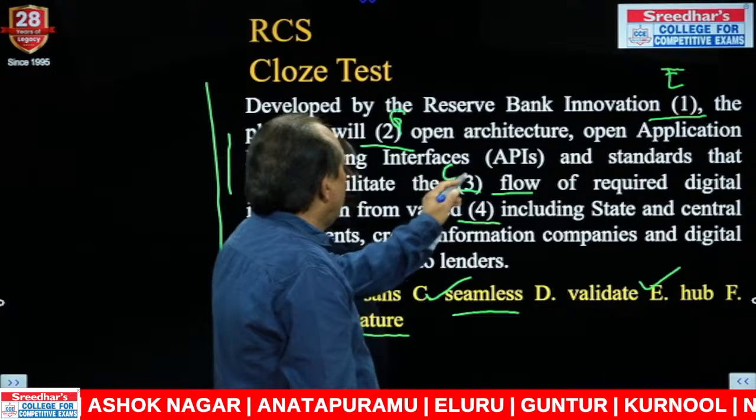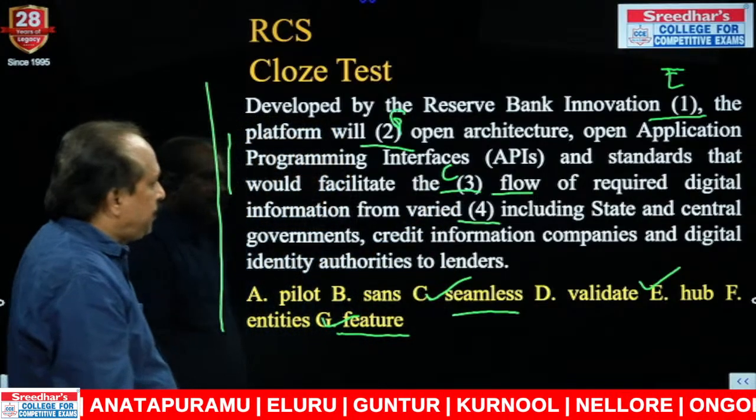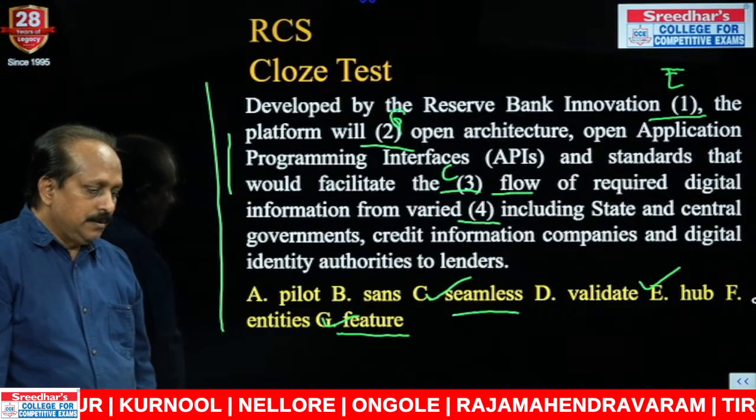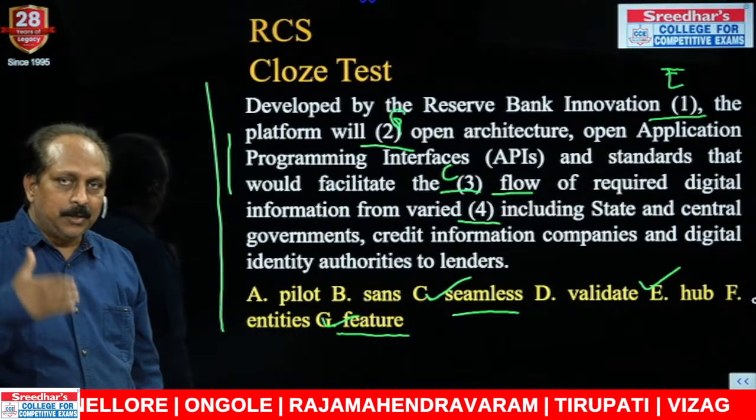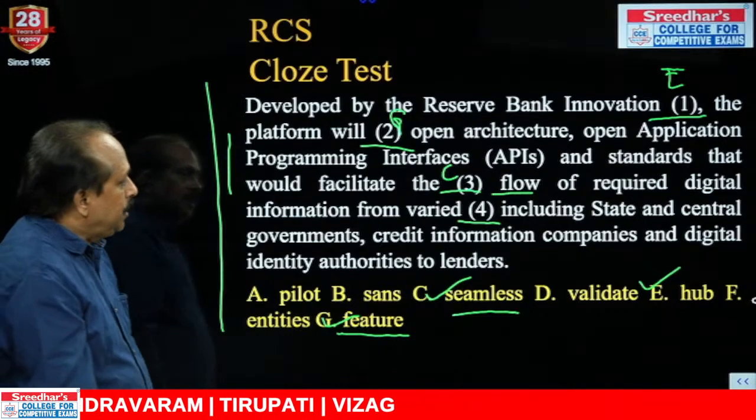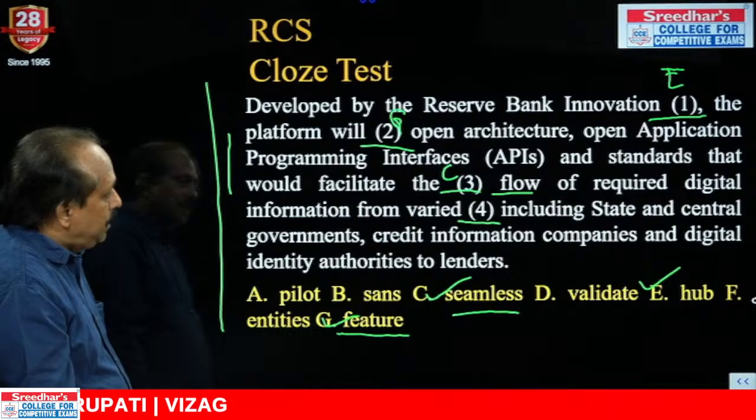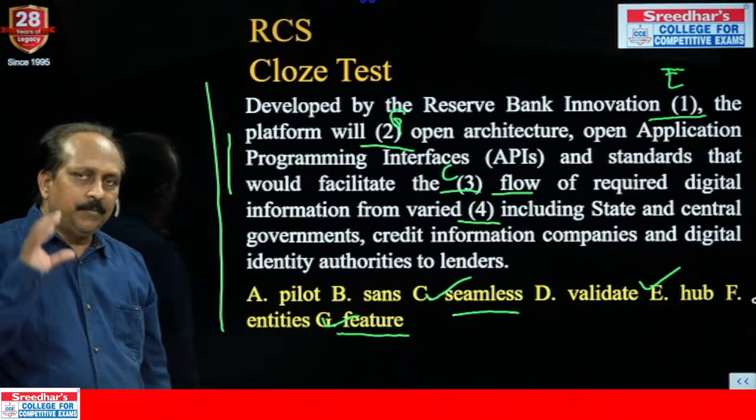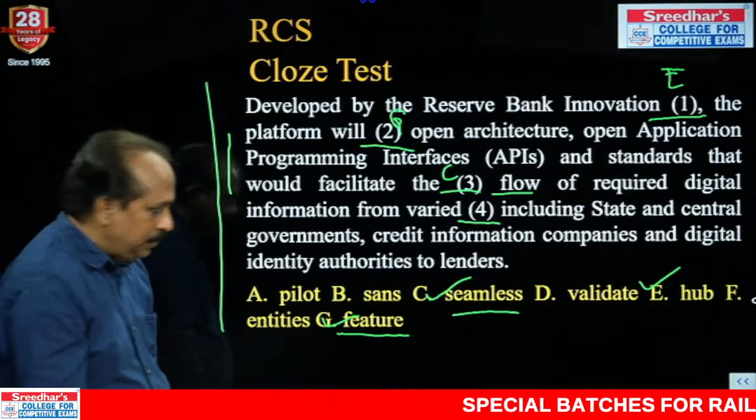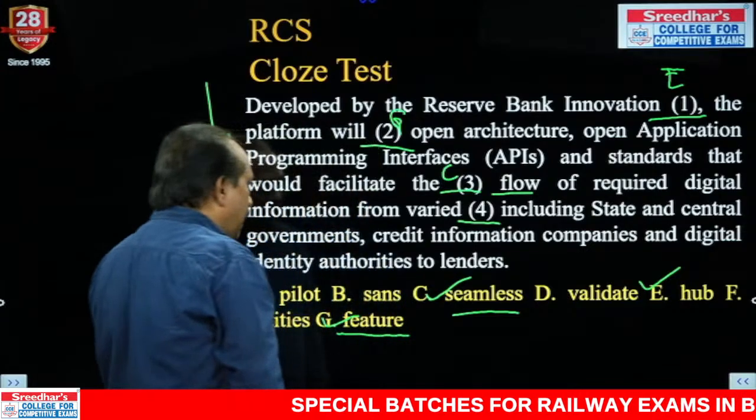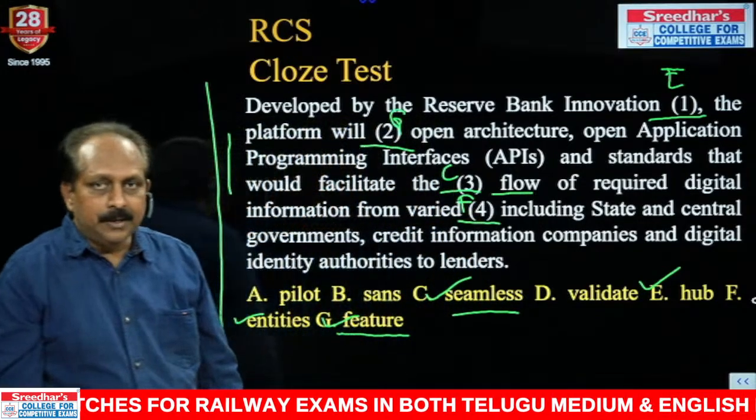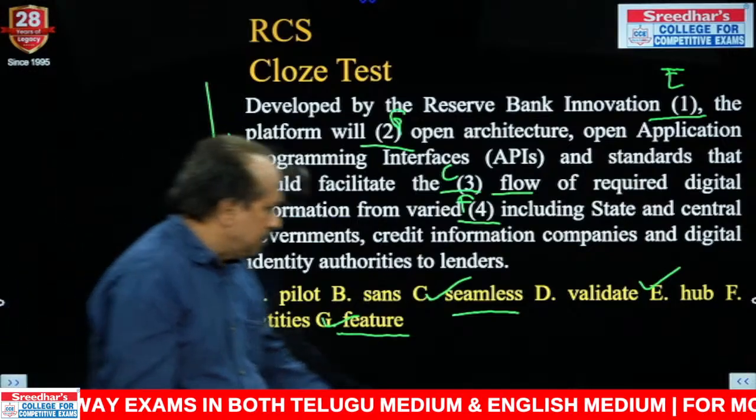Here, C. The seamless flow of required digital information from varied... good, you guys are getting it. Seamless flow without any hindrances, without any blocks, impediments, hurdles. Seamless flow of required digital information from varied what? You can think of certain words like varied sources, varied organizations, varied entities. Wonderful. Shravani, first one to respond. Varied entities. Here, F. Entity means an organization in this context.